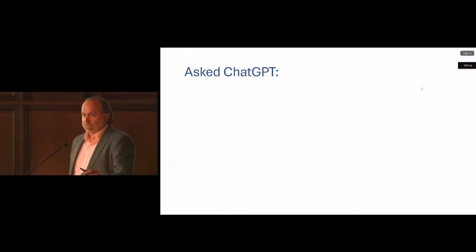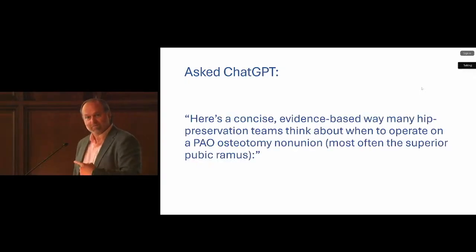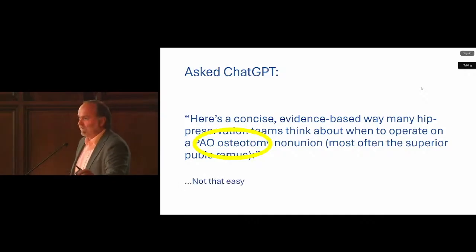So I did what anyone would do, I went and asked ChatGPT, what do we do for non-unions? And it gave me actually a very interesting answer, but I'm going to hide that for now. And then I said, well, that's stupid because the O in PAO is for osteotomy, so it's redundant. So these computers are getting there, but they're not quite as smart. So I'm not going to give you the answer that fast, but I will show you what it said at the end.